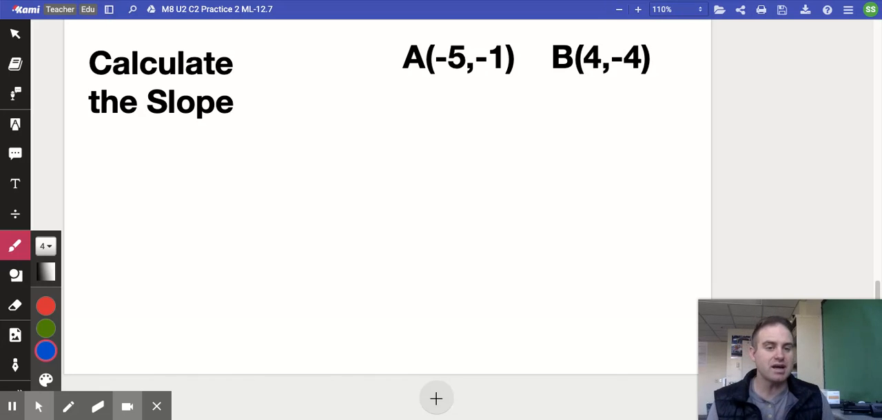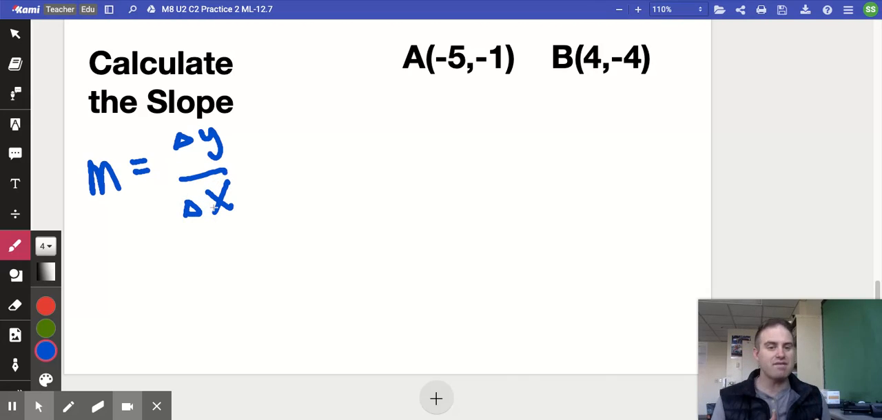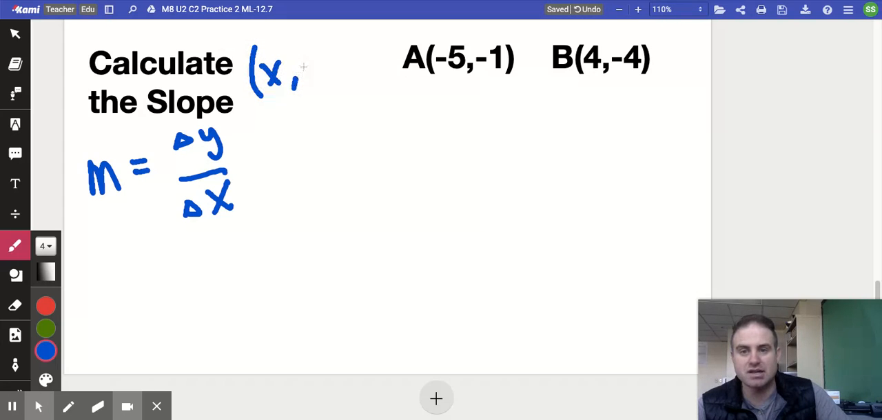So to find that slope, we continually need to think about slope using our variable m, and we've been defining this as change in y divided by change in x. So we have to figure out how much our y values are changing and compare that in a fraction to our x values. To remind everybody, every ordered pair is x comma y.